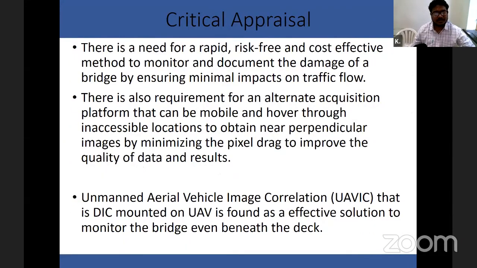The critical appraisal. There is a need for a rapid, risk-free, and cost-effective method to monitor and document the damage of bridges while ensuring minimal impact on traffic flow. There is also a requirement for an alternate acquisition platform that can be mobile and cover inaccessible locations to obtain near-perpendicular images, minimizing the picture lag and improving the quality of data and results. So, unmanned aerial vehicle image correlation, mounted on a UAV, was found to be an effective tool to monitor the bridge, even beneath the deck.